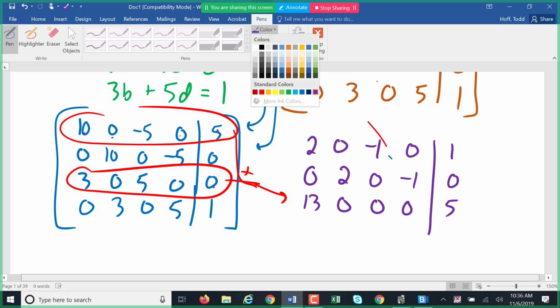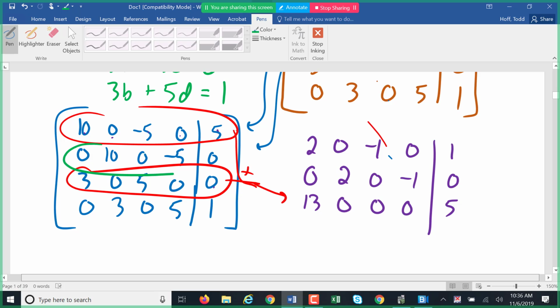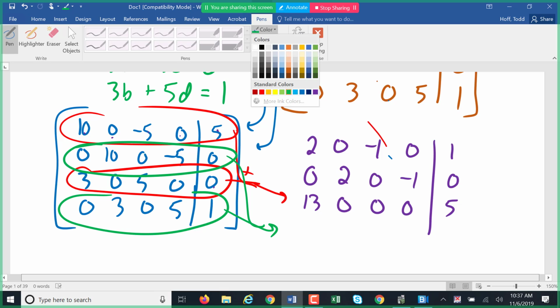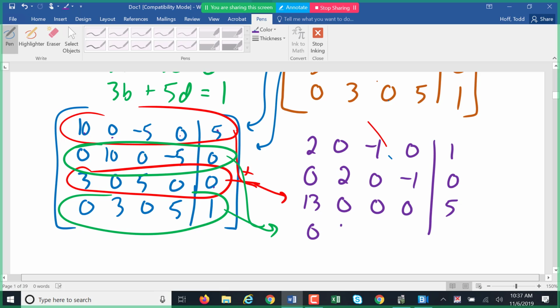For row 4, I'm going to combine my modified row 2 with my row 4. I'm going to add those to get my new row 4. So I have 0 and 0 is 0. 10 and 3 is 13. 0 and 0 is 0. -5 and 5 is 0. And 0 and 1 is 1.